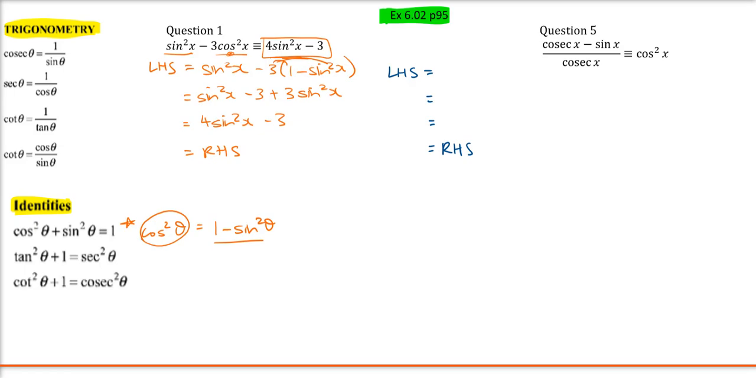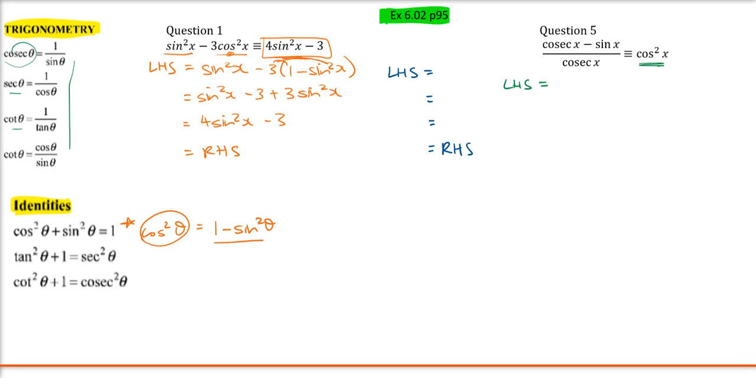So, cosec x minus sine x over cosec x. Now, I'm not sure what's going to happen here, but let's have a look. So, starting off with the left-hand side. Now, I've got cos on the right-hand side. So, what I've been trying to do, and what I told you guys last time, is to convert cosecs and secs and cots into sines and cosines. So I'm going to turn cosec into 1 over sine.